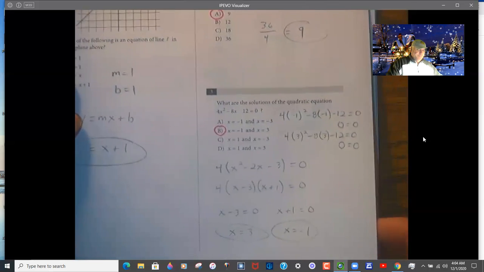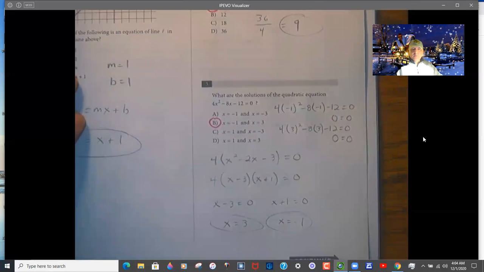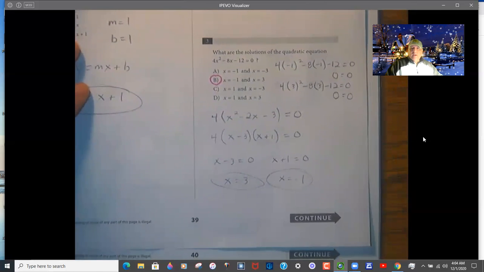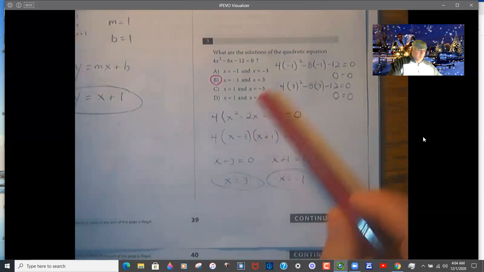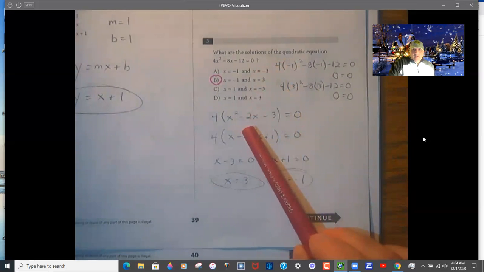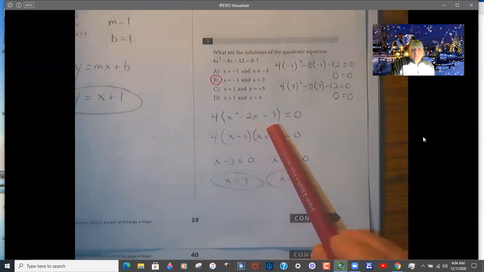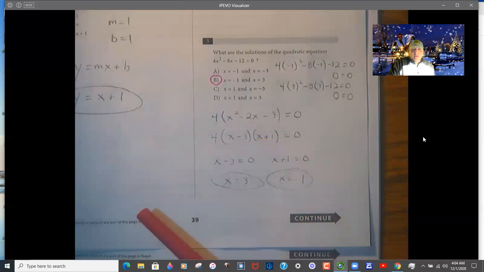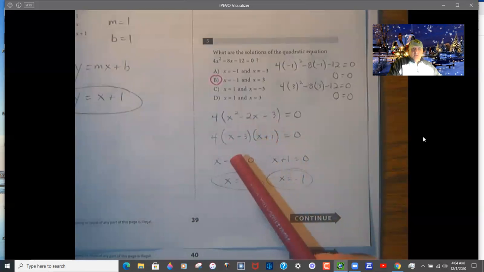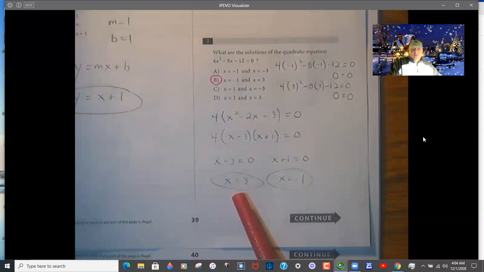Number 3, the best way to do this is to be really good at factoring. So a common factor of 4 gets pulled out, and then you have to figure out two numbers that multiply to -3 and at the same time add to -2. Those would be -3 and 1, and then you take the factors equal to 0, the zero product property, and then solve. So add 3, subtract 1, those are your two solutions.